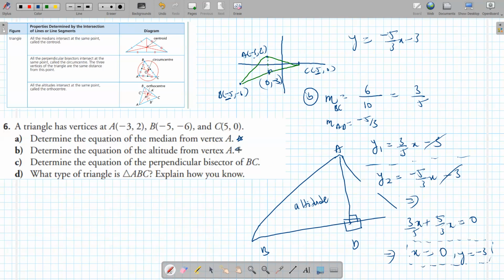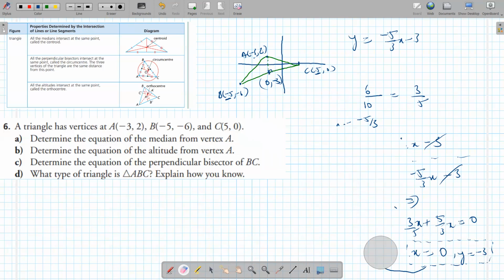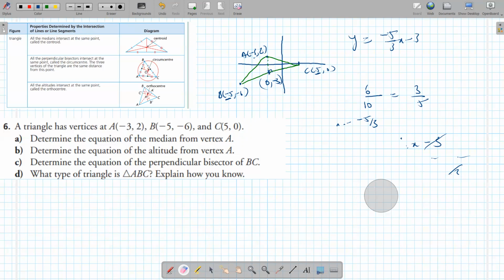For part B, we want the equation from A to D. Turns out that point there, the midpoint, is D. Therefore, both of these are going to have the same answer. y equals negative 5/3x minus 3. That's the altitude. So an altitude goes from one of the vertices to 90 degrees. It doesn't have to be in the middle.